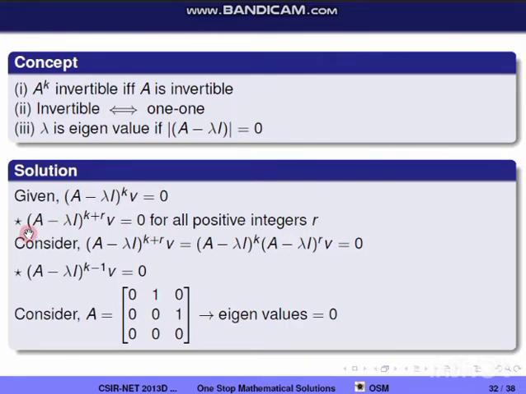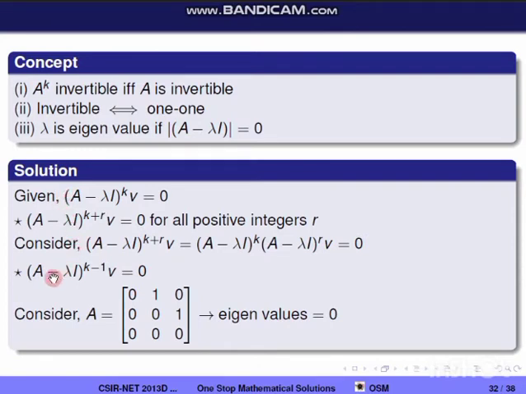First option, (A minus lambda I) whole power k plus R into V is equal to 0 for all positive integers R. Consider (A minus lambda I) whole power k plus R into V. Now we can split this term, that is equal to (A minus lambda I) whole power k into (A minus lambda I) whole power R into V. We know (A minus lambda I) whole power k into V is equal to 0. Substituting it here, we get 0 into (A minus lambda I) whole power R, which is equal to 0. So this option is correct.